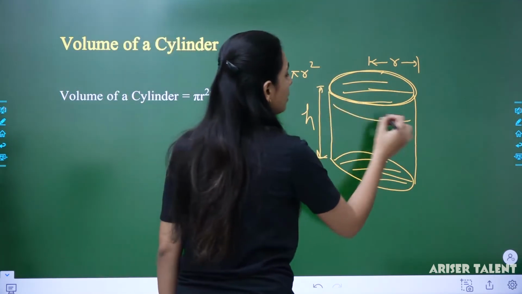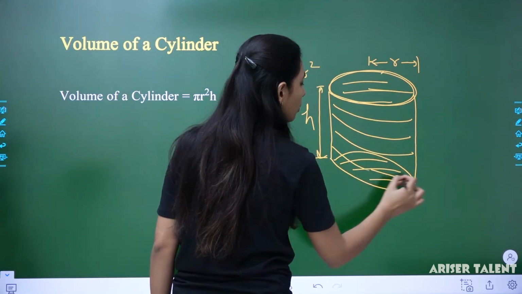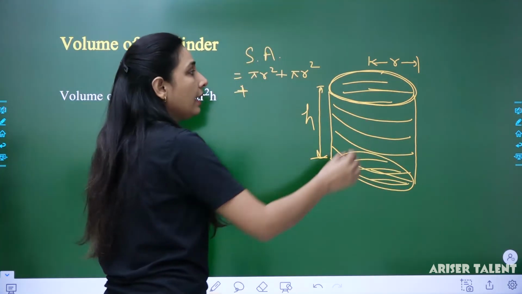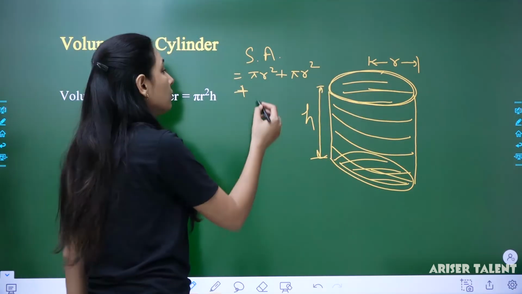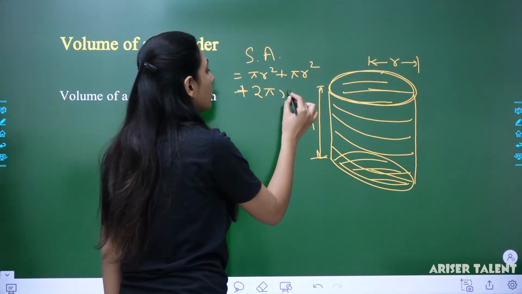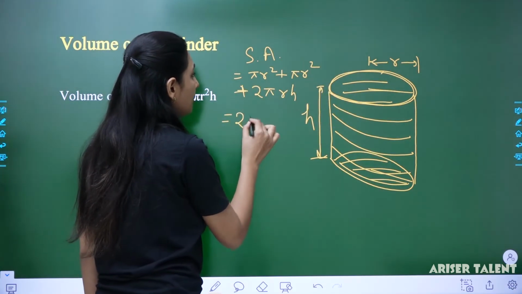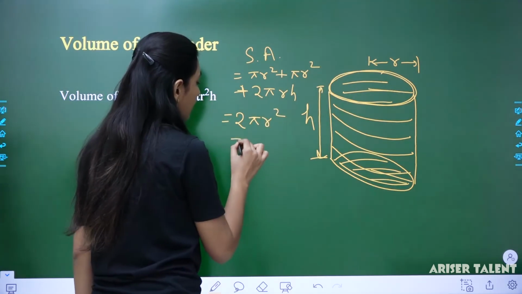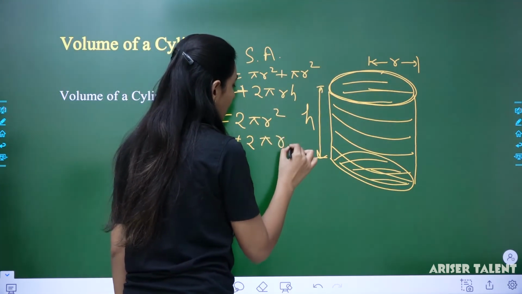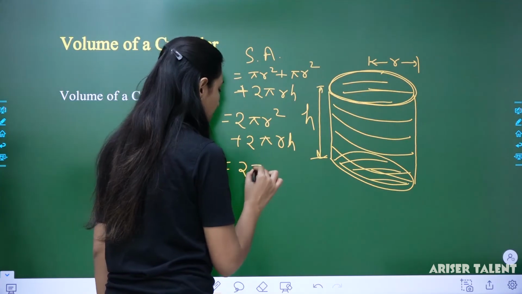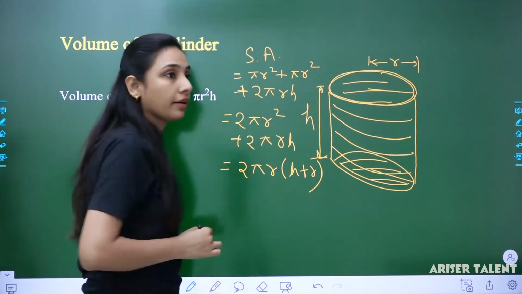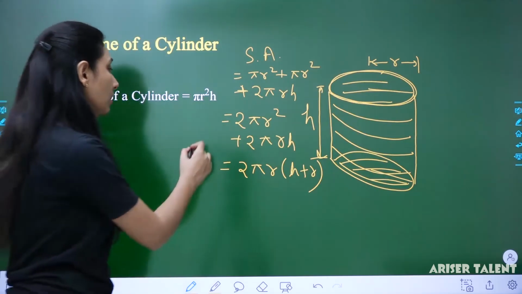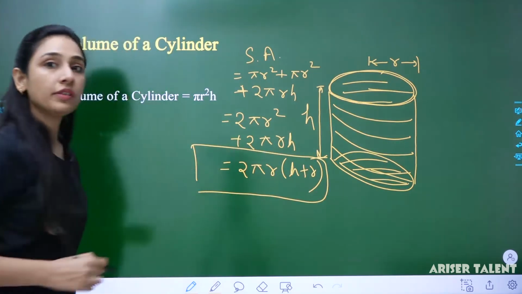And then the curved surface area. What was the curved surface area? This area only, and this is 2 pi r multiplied by h, so 2 pi r h. We calculated it to be 2 pi r square plus 2 pi r h. That was 2 pi r times h plus r. This was the formula for the surface area.